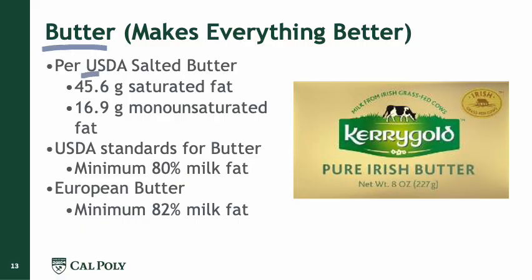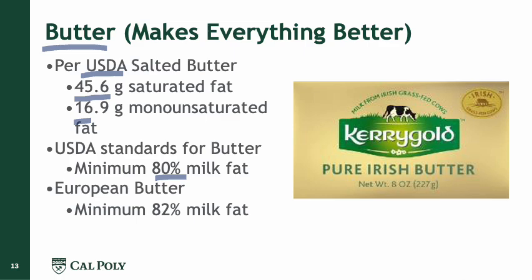According to the USDA, salted butter should have 45.6 grams of saturated fat and 16.9 grams of monounsaturated fat. And the US standards for butter require a minimum of 80% milk fat. So in order for a product to be called butter, it has to meet these requirements.